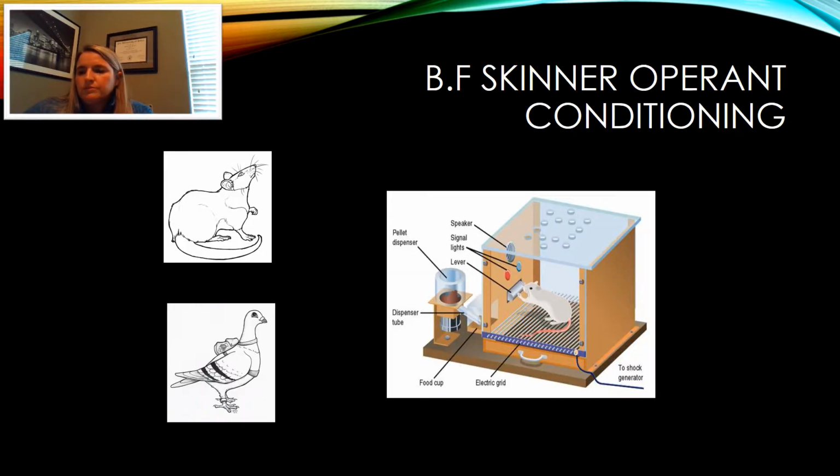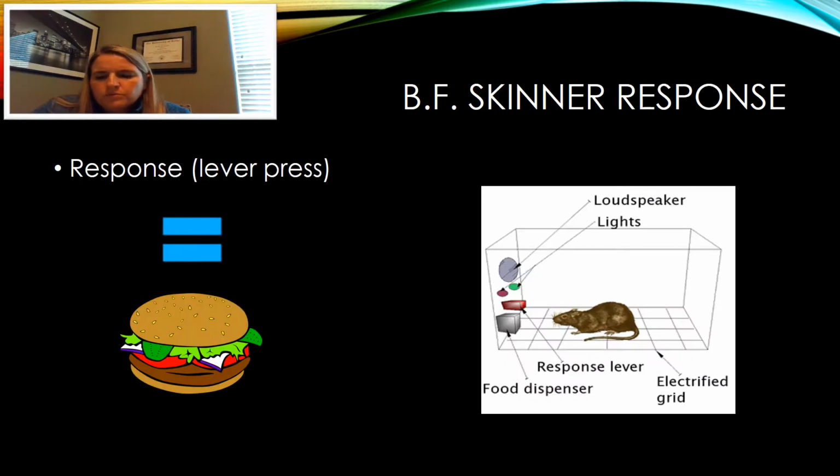Skinner used animals, predominantly rats and pigeons, to conduct his experiments. In one of his first experiments, he placed a rat into a box with a feeding tube connected to a lever. Once the rats realized that every time they pressed the lever they got food, Skinner noticed that the rats spent a great deal of time pressing the lever.